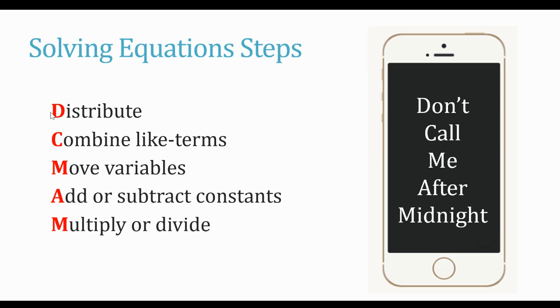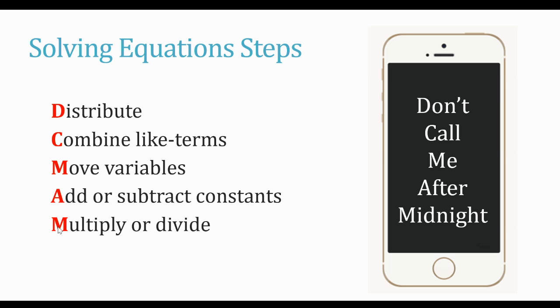Where the D stands for distribute, so you're always going to distribute first. The C stands for combine like terms. Remember, that's when our like terms are on the same side of the equal sign. We never combine like terms over the equal sign. M stands for move variables, preferably the ones with the smaller coefficients. A stands for add or subtract constants, so using those inverse operations.